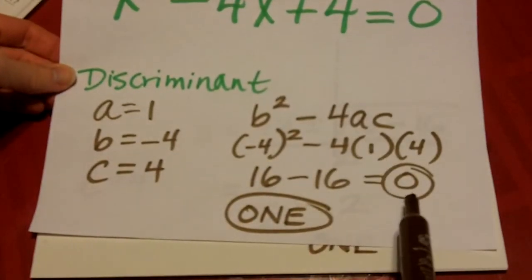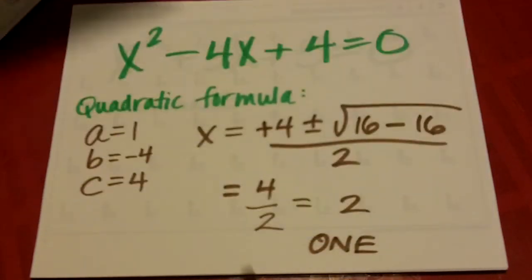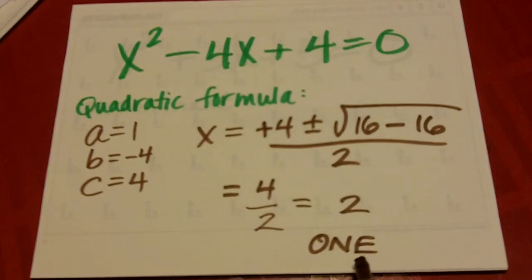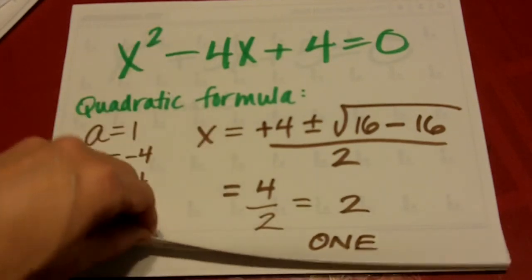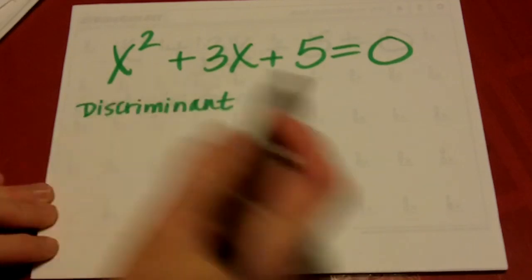Remember, when we did our discriminant, we came up with 0 as the answer for the discriminant, and that told us we had one solution. When we go ahead and solve the problem, we find out that yes, that's all we have is one solution for x squared minus 4x plus 4. Now the discriminant can also tell us something else. So let's use a different equation.